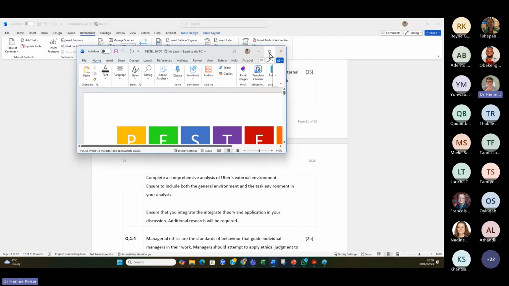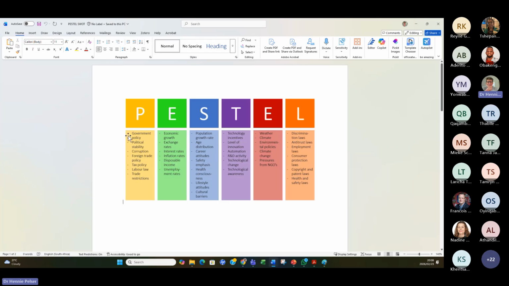Okay, I'll stick this on the WhatsApp group, guys. And this gives you specifics around what forms part of the PESTLE elements. This is a wonderful, wonderful, wonderful piece of explanation. So in terms of political: government policy, corruption, and anything that relates to government, please hold on a second.